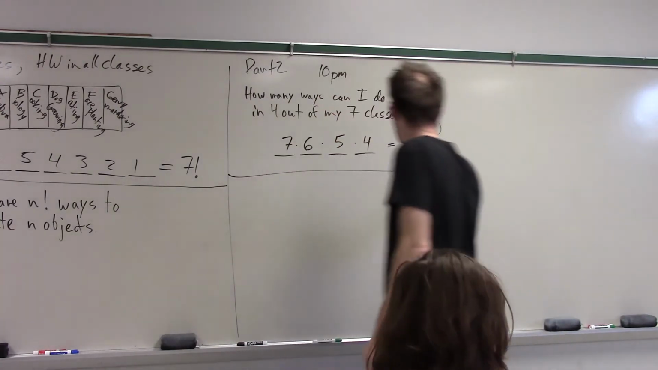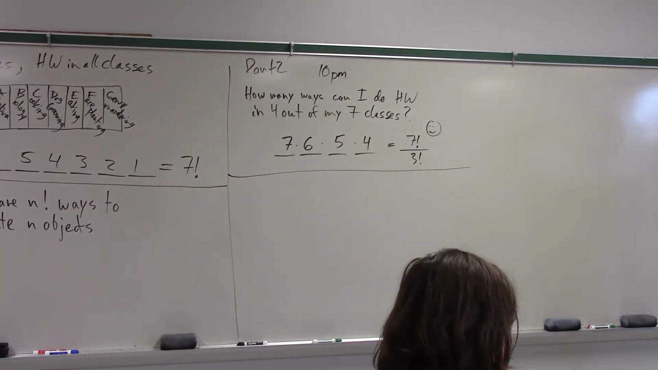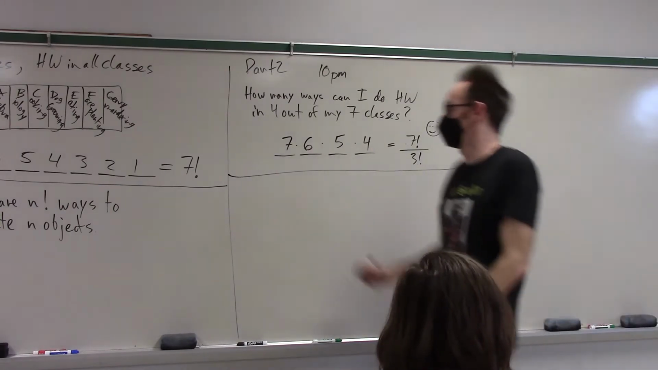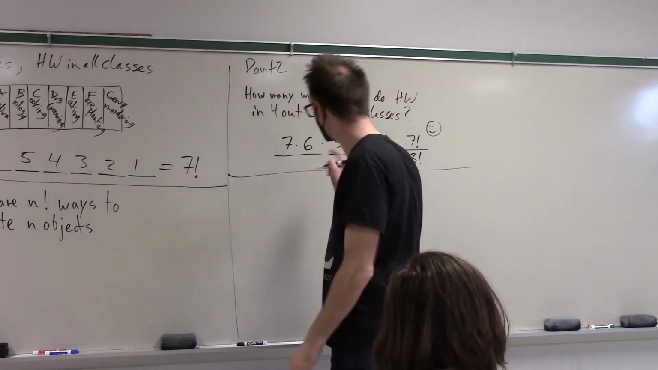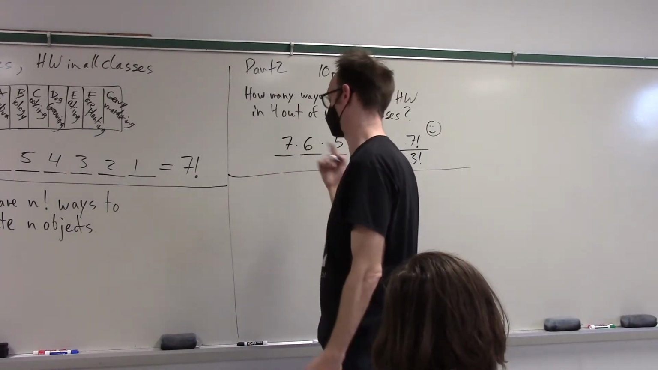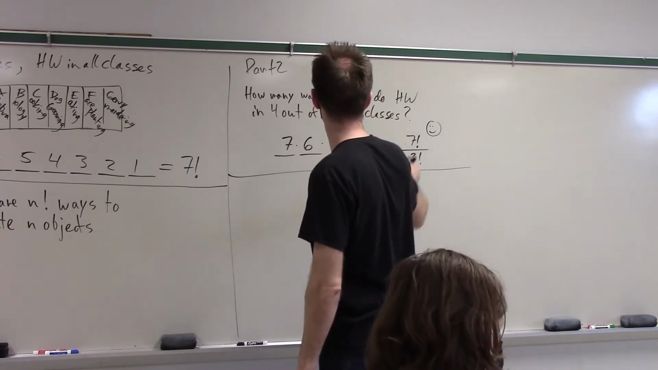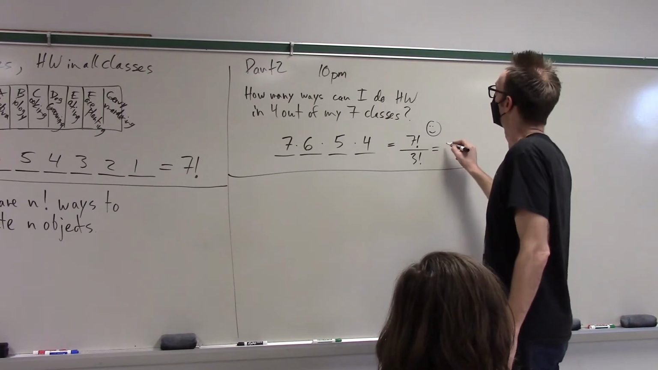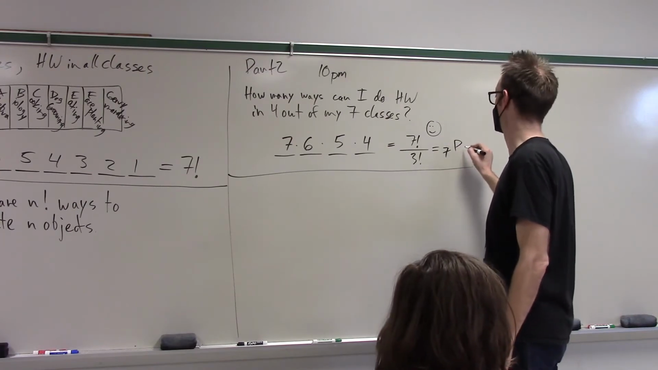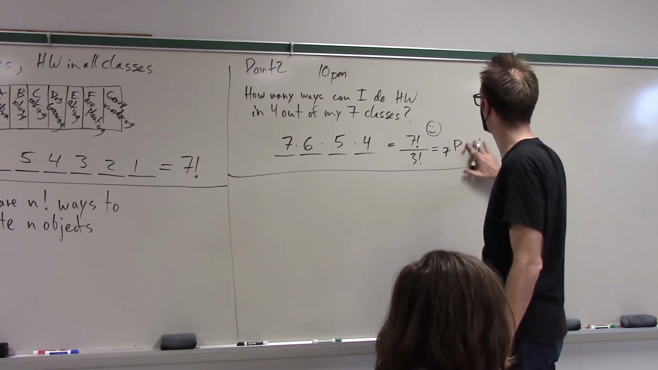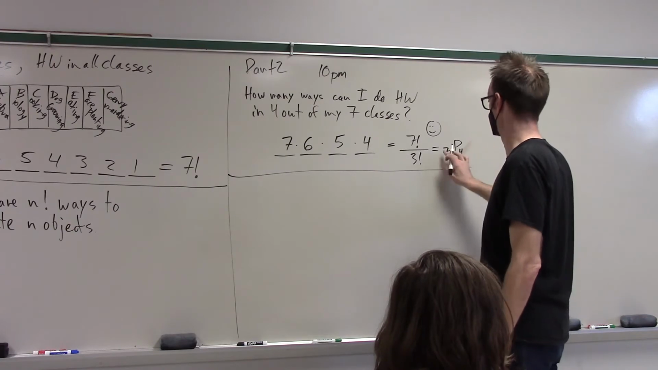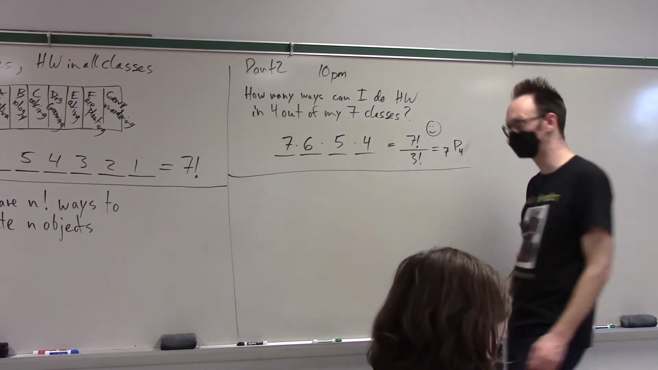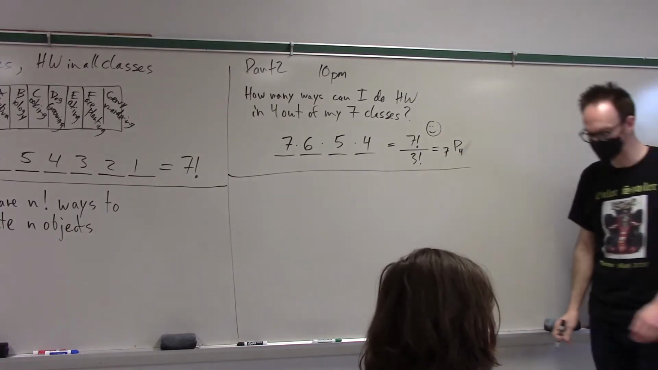Let's now generalize based on this little example. We also call this a permutation, and there's a name for this. We call this thing 7p4. So, what is 7p4, or some people pronounce it 7 permute 4?